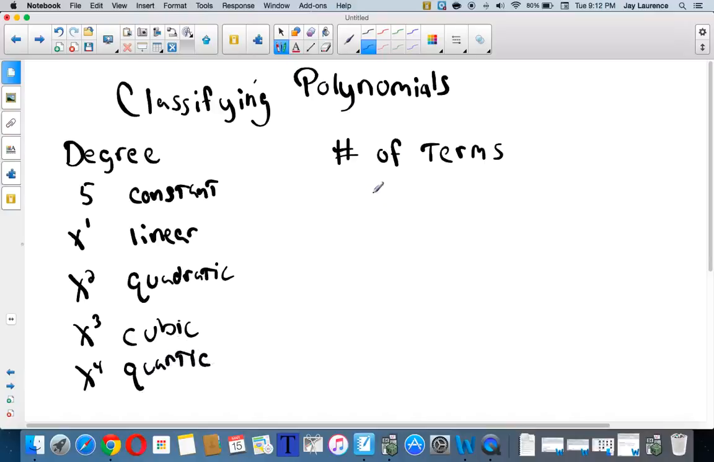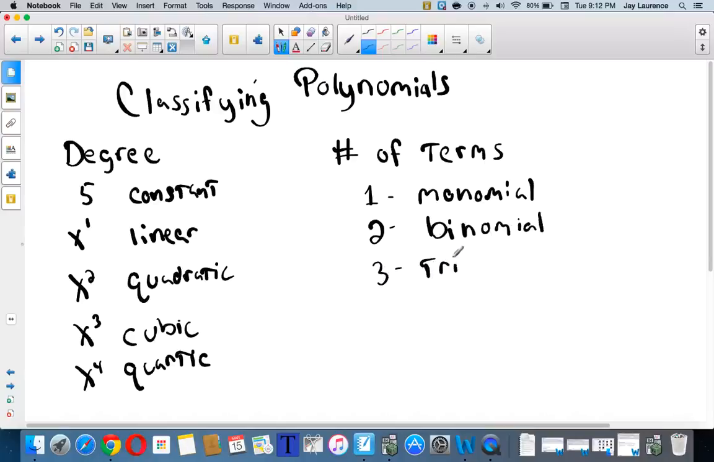Of course, the number of terms: if there's one term, we call it a monomial. If there are two terms, we'll call it a binomial. Three terms is a trinomial. And more than three, we call it a polynomial. With degree higher than 4, we just call it degree 5, degree 6, etc. You need to be familiar with those. I'm not going to have you matching, but I'll have you telling me what something is.